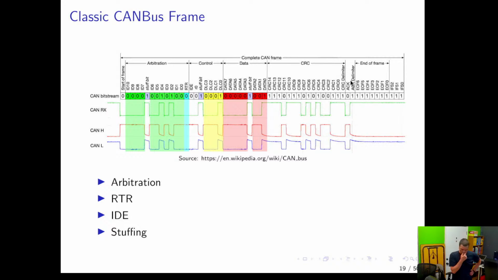When you send a frame out, receivers will set this to 0. Sorry, this will be raised to, I'm looking at the wrong thing. This ACK field is set to 0 by the sender, and receivers will bring it up to 1, or actually, yeah.